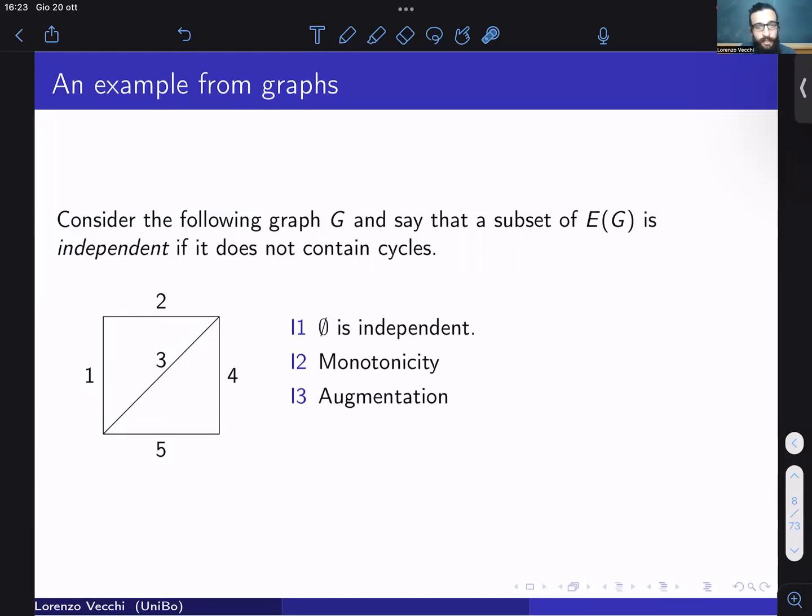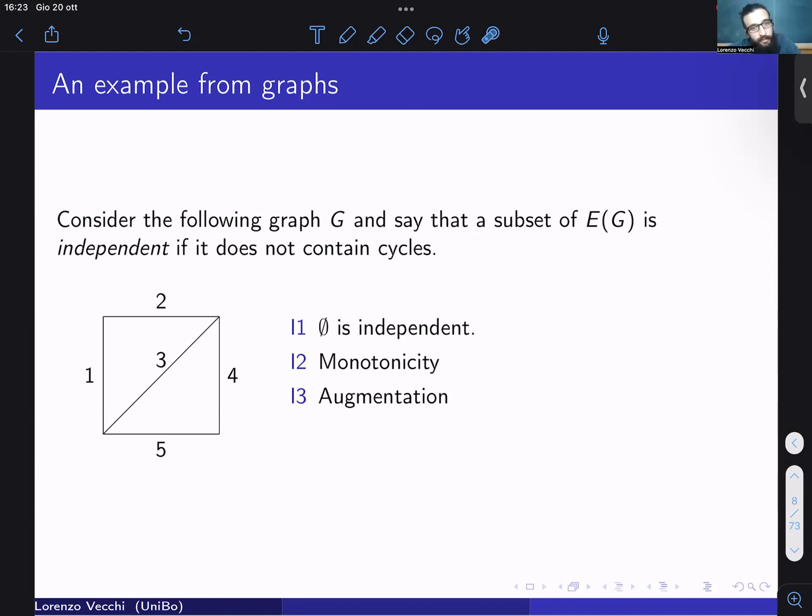In particular, I'm going to consider the set of edges of a particular graph G. And I'm going to say that a subset of the edges is independent if it doesn't contain any cycle. My claim is that this is a matroid, because it satisfies the three axioms for matroids. Of course, if I take no edges, there's no cycle in that. So the empty set is independent.